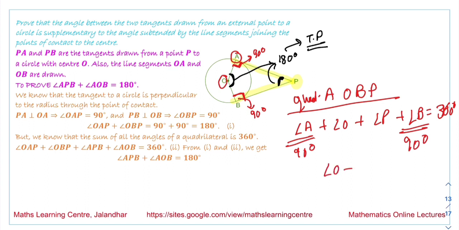So what we get is that angle O plus angle P is equal to 180 degrees, and this is what we have to prove, that both these angles are supplementary angles, that is, their sum is 180 degrees.